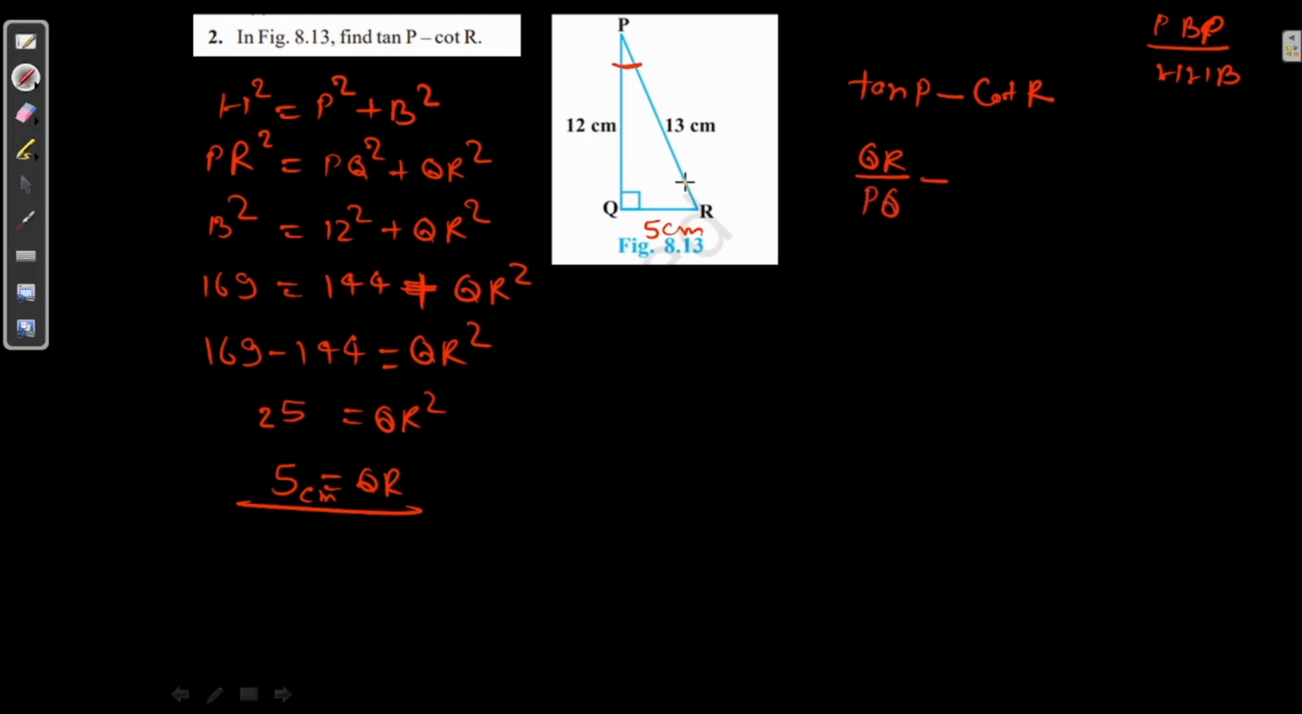Minus cot R, for angle R. Cot is the opposite of tan. Tan is P by B, so cot is going to be B by P. Yes, this is for angle R. What is the base? The adjacent one, QR. And what is P? Cot is B by P, where P is the perpendicular, the opposite one, which is PQ. Okay, so here there was no need to apply the Pythagoras theorem, simply they cancel each other and the answer will be 0. So the answer for the second question is 0.